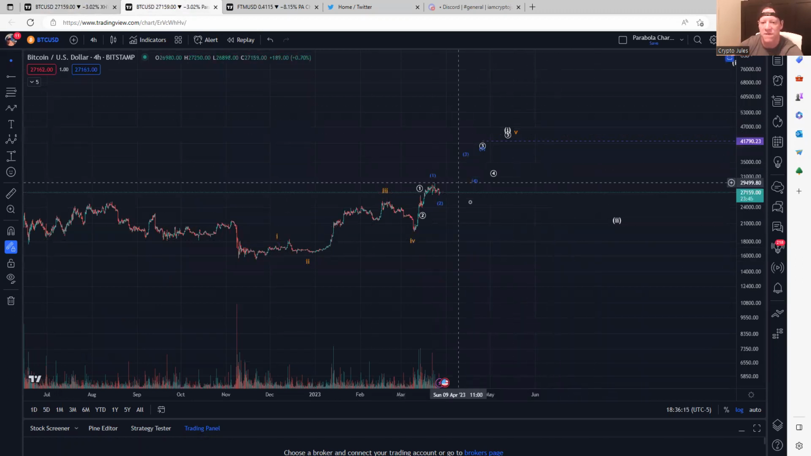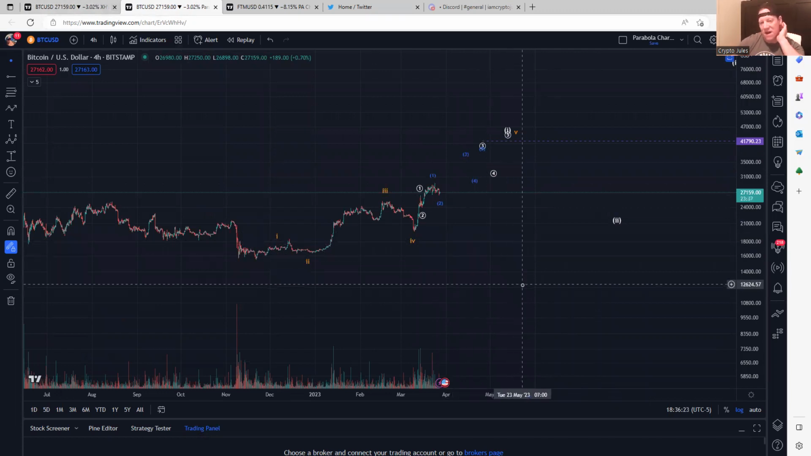But I would prefer to see this, because if we saw this type of action, then I think we could pretty much eliminate the ABC up for a possible B wave and then a final nasty C wave down. So hopefully that wasn't too complicated for you guys.